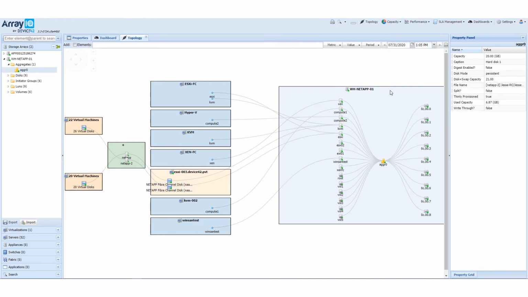With Device42, this could be one of the only solutions to really get discovery across your entire enterprise and understand the full stack relationships across your services and products.